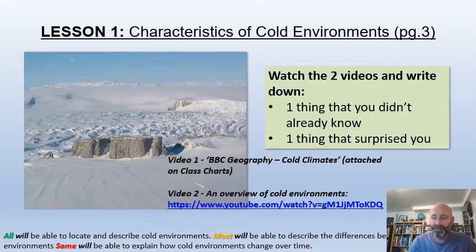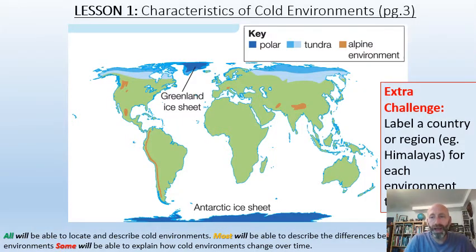Then the next task is looking at where these places are. Where do we find polar, tundra, and alpine environments? Use the map on the PowerPoint here to fill in the map in your booklet. Use three colors as accurately as possible to shade where you find polar, tundra, and alpine environments. It would be great if you also gave an example of each one.